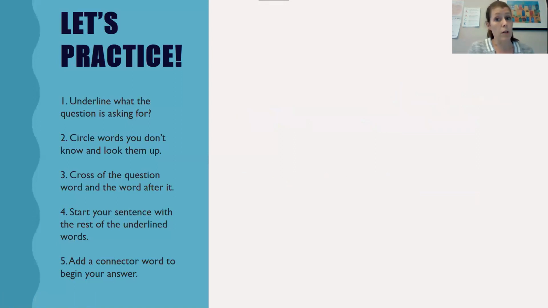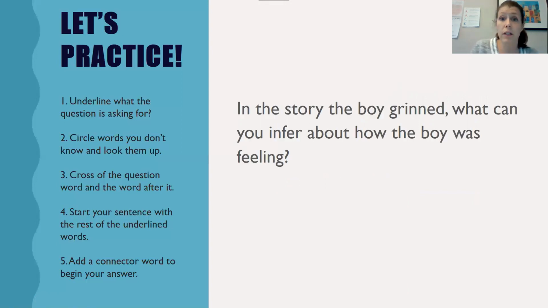So sometimes questions are really hard, and sometimes we have to kind of guess and pull words out, and maybe they don't even have a connector word. So let's take a look at this one. Okay, this is what we see a lot in 4th and 5th grade. In the story, the boy grinned. What can you infer about how the boy was feeling?